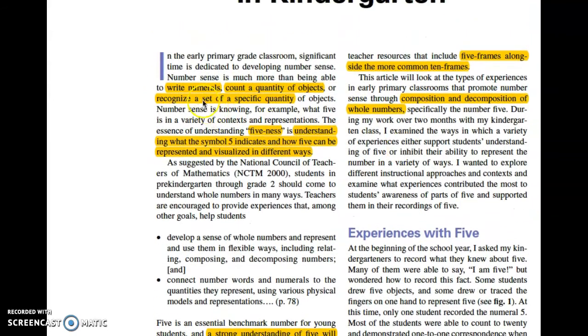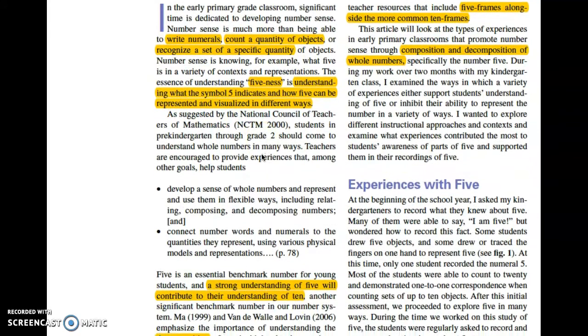So she begins by saying that number sense is much more than simply writing numerals, counting a quantity of objects, or recognizing a specific quantity of objects, which is something that I assumed was the only thing crucial in number sense. She goes on to say that number sense is knowing what 5 is in a variety of contexts and representations, and the essence of understanding fiveness is understanding what the symbol 5 indicates and how 5 can be represented and visualized in different ways.